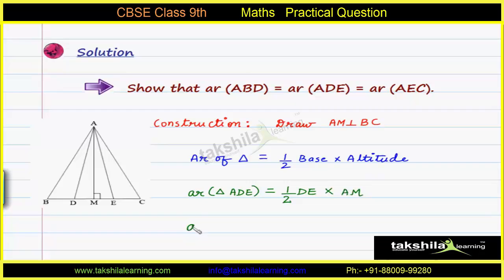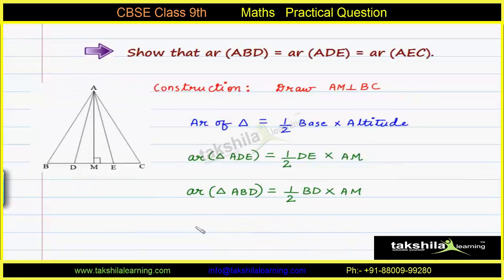Next we will find area of triangle ABD. This is equal to 1 by 2. Now this is our triangle ABD, and for this triangle BD is the base. So writing BD here, this is multiplied by altitude, and for BD also the corresponding altitude will be AM only. So writing AM here.